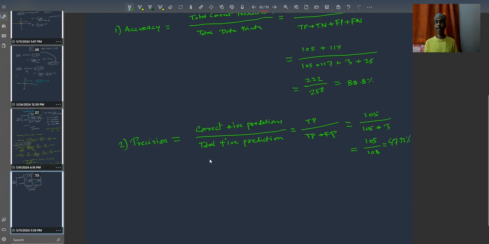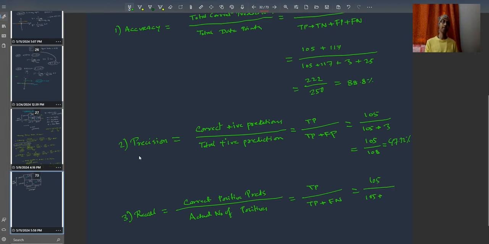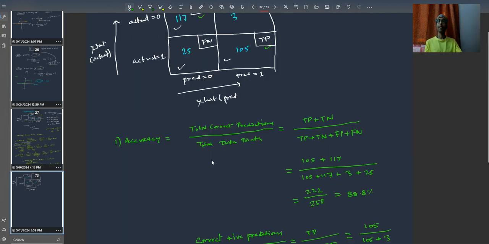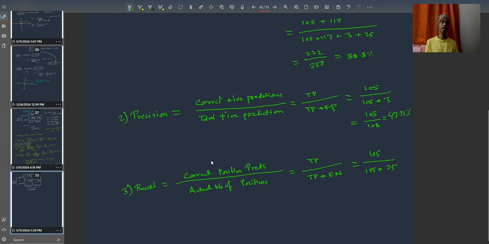Now the second thing that we want is recall. So friends, recall is defined as correct positive predictions divided by actual number of positive predictions. This is nothing but, friends, TP by TP plus FN, false negatives, because false negatives were actually positive, but the predictor called that it will be negative. So this is equal to 105 by 105 plus, if I'm not wrong, 25. Let's see. Yes, 25. So this comes to be 105 by 130.